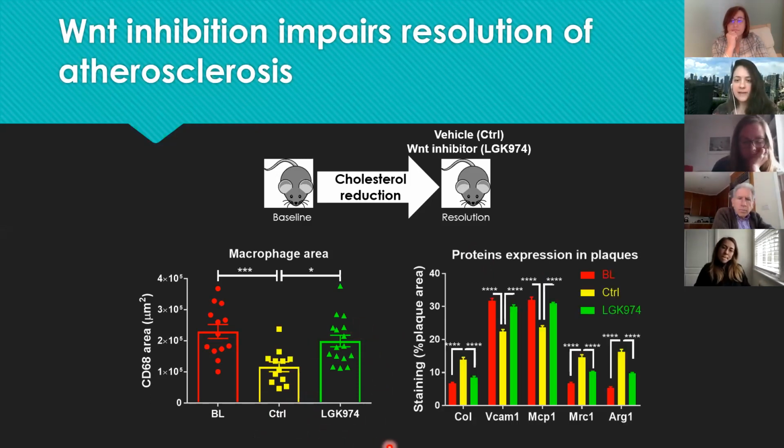When looking at the flavor of the macrophages that are still in the plaque, we saw that the control plaques contain macrophages that express more M2-like markers and less M1-like markers. And this was impaired in the Wnt inhibitor group. So the Wnt inhibitor group had plaques that resembled those of the baseline animals.